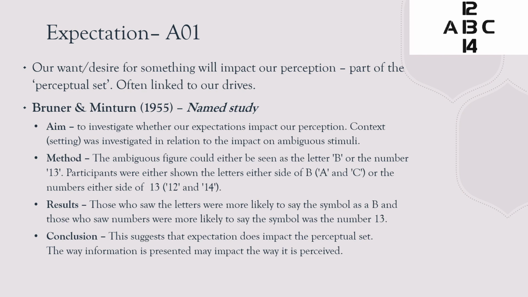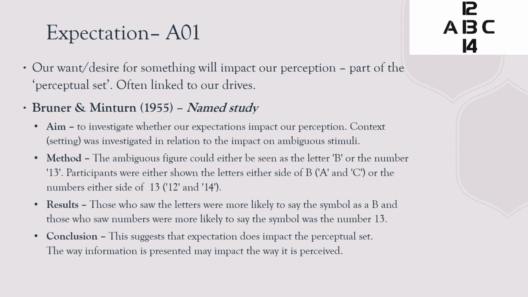So again, you've looked at ambiguous stimuli earlier on in the topic, things that can be interpreted in different ways. There's the duck and rabbit illusion, the old woman and young woman illusion, Rubin's vase. So things that can be interpreted in two different ways depending on how you see it. So how was that done in this study? Well, the ambiguous figure here was a figure that could either be seen as the letter B or the number 13, so a bit like the picture in the top right hand corner.